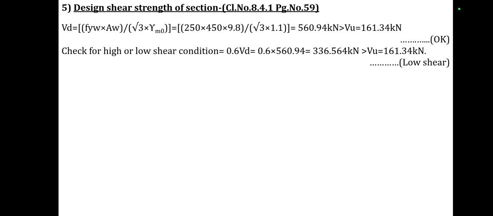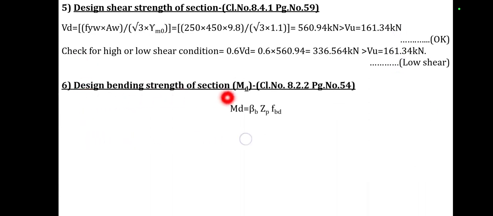Hence our beam is safe. Then we check whether the beam is subjected to high shear or low shear. The criterion is 0.6 VD. If it is greater than VU, then it's a case of low shear, and if it is less than VU, then it's a case of high shear. Substituting the value of VD as calculated in the previous step into the given formula, we come to know that 0.6 VD is greater than VU. Hence the case is of low shear.